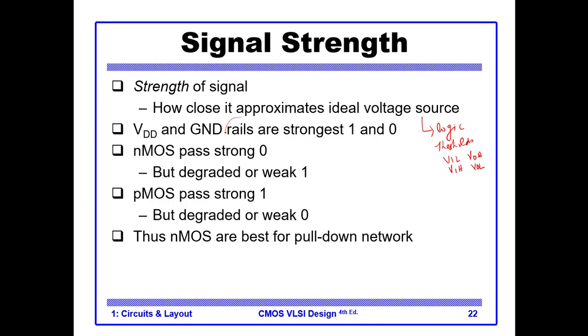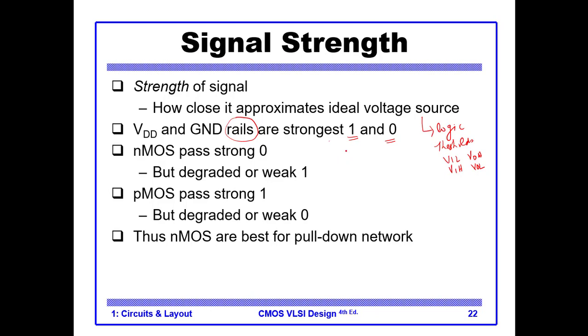VDD and ground are called rails. They are the strongest ones, and they are the strongest zeros. Other signals in your circuit may be weak. I mean, the one may not be represented with 5 volts. It may be represented with 3.8 volts. So that is a weak one. But VCC or VDD and ground are the strongest in terms of the voltage rails that they gave.